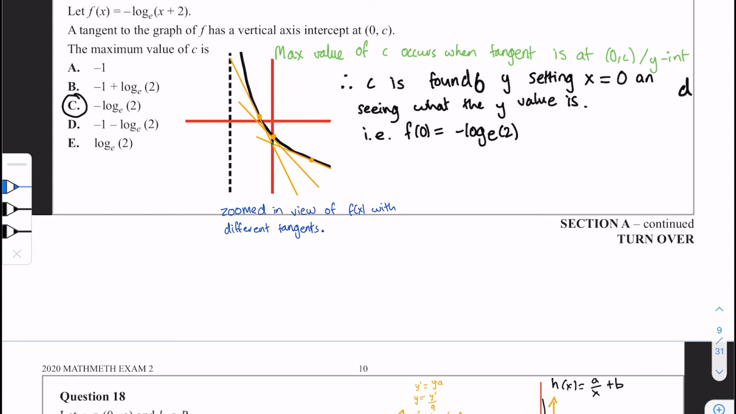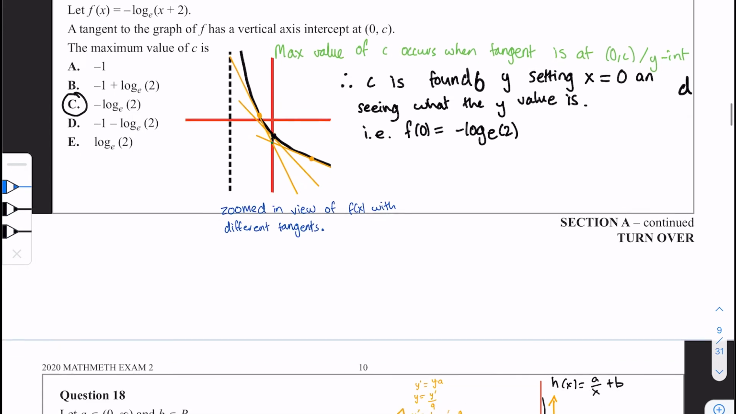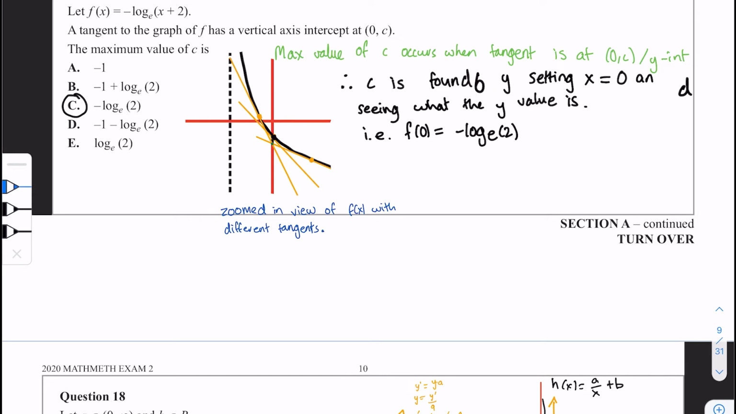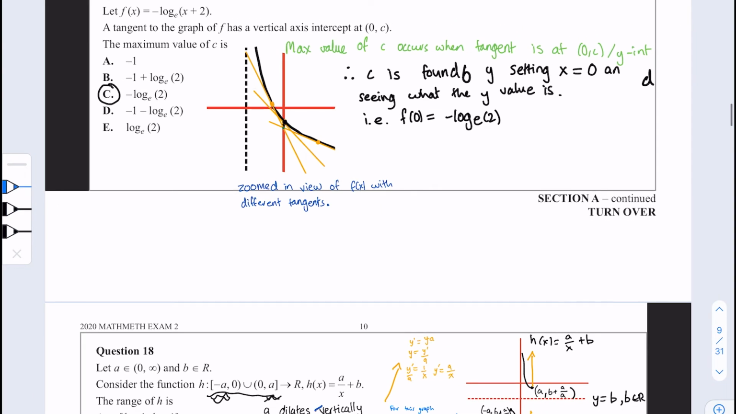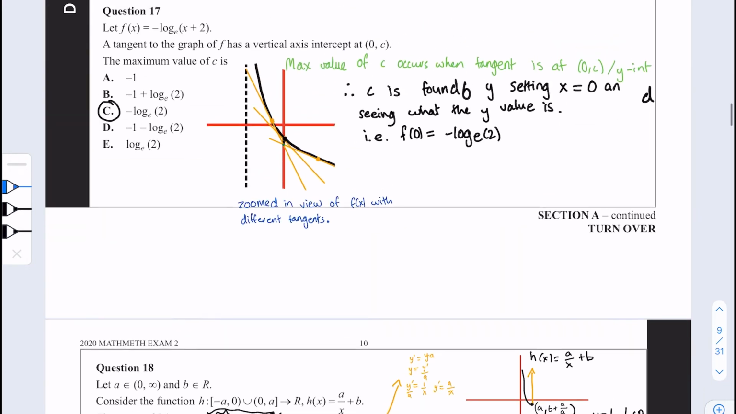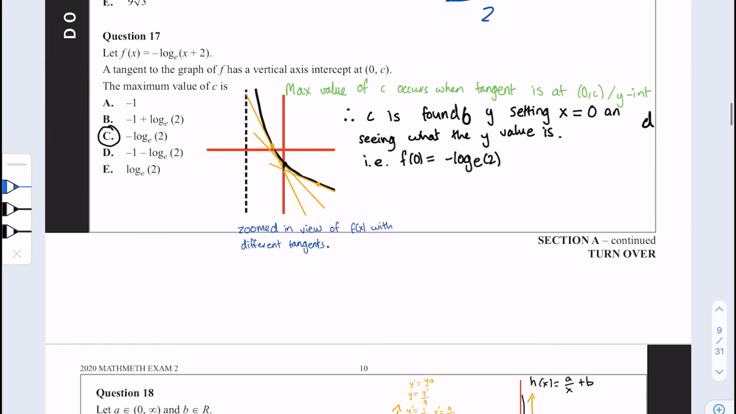And you should notice that when you have your tangent touch f of x on the y-axis itself, that's when you get the maximum intercept value, the maximum c value. And we know that's when x equals 0, so we solve f of 0, and we get negative log e of 2. And then it's as simple as that. So this one's just kind of visualizing graphically.